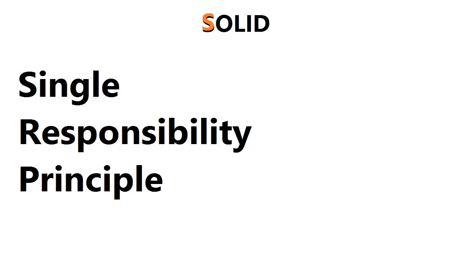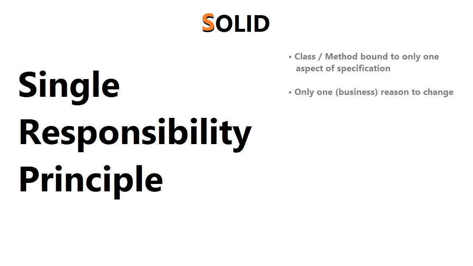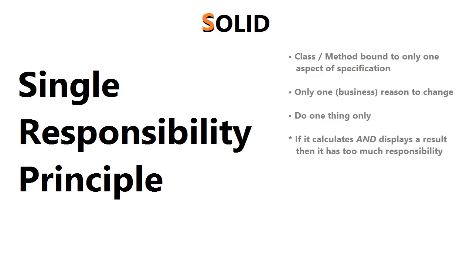The first one is the S, and that's the single responsibility principle. That basically means you want each thing to do one thing and only one thing, and do that one thing well. So a class or method is bound to only one aspect of the specification, only one business reason to change. If you're describing something and you say it calculates and displays a result, then it has too much responsibility.